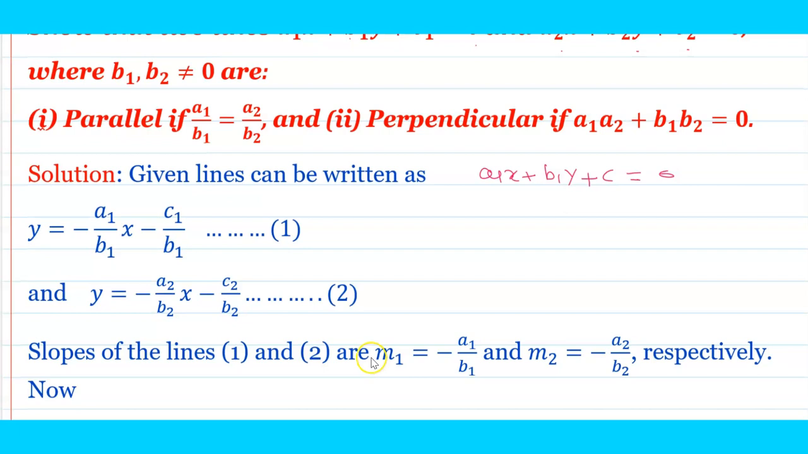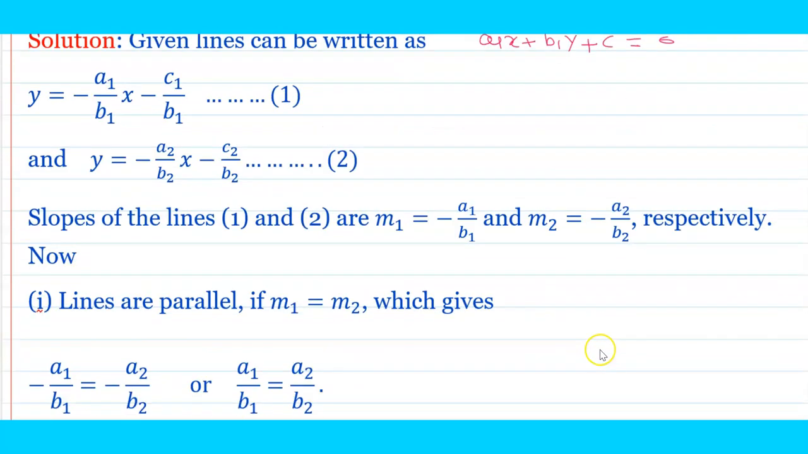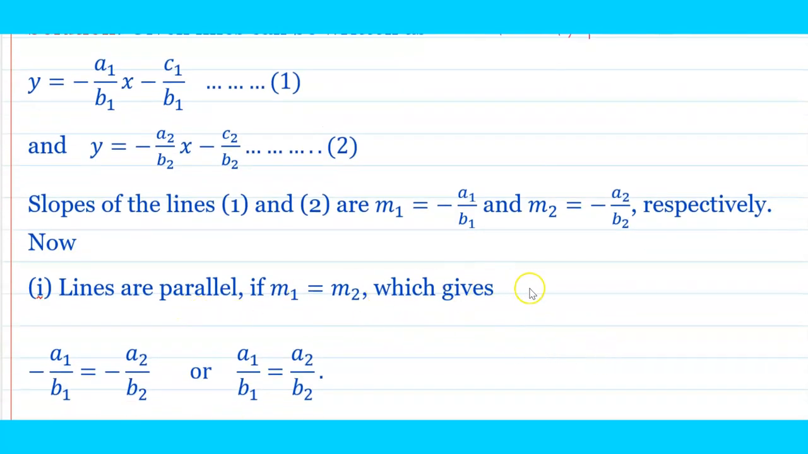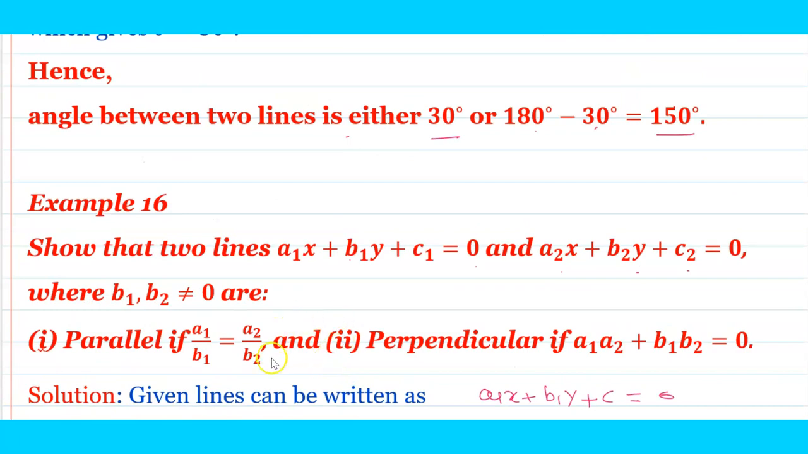This is the second one. Okay, now what the condition we have, that is m1, the slope of the first line, which is minus a1 upon b1, and the slope of the second line m2 is minus a2 upon b2 respectively. Now first, if the lines are parallel, now both are equal, this minus and minus that will become plus, therefore a1 upon b1 is equals to a2 upon b2 when the lines are parallel. Okay, this is the first condition.